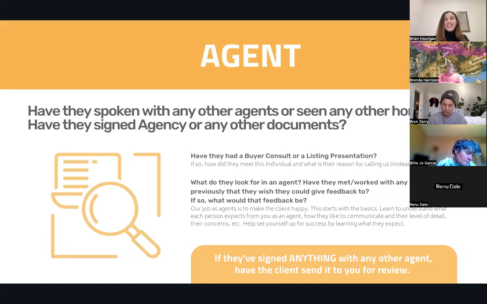All right, leading into that, I also like to make sure I understand if they are working with another agent, right? This is one of those ones that I kind of dance around. It kind of depends on the situation. If they're an open house lead, I'm absolutely asking this question. Are you guys working with anyone? Have you seen any other houses? If so, how did you see them? Have you just been going to open houses?